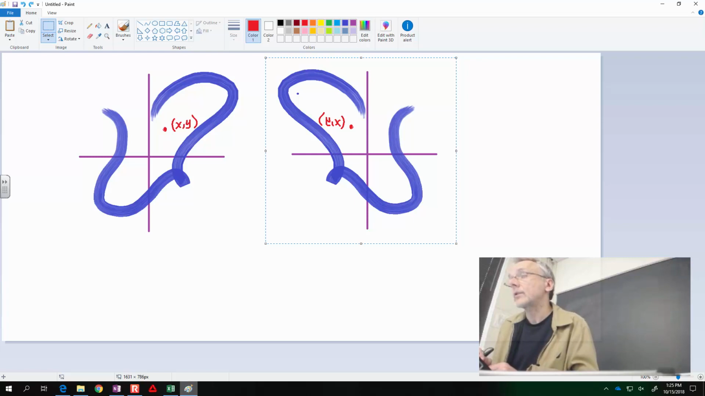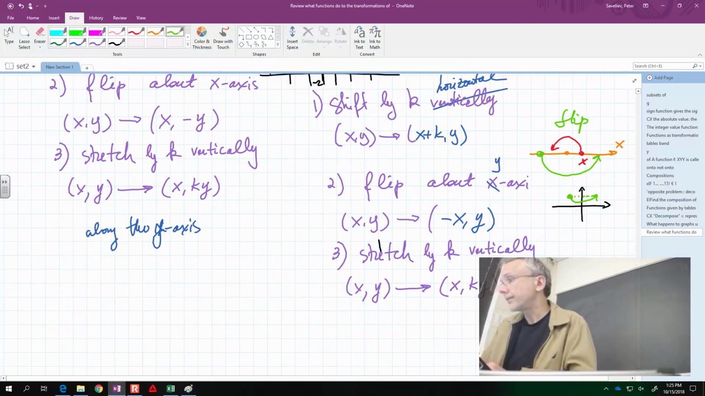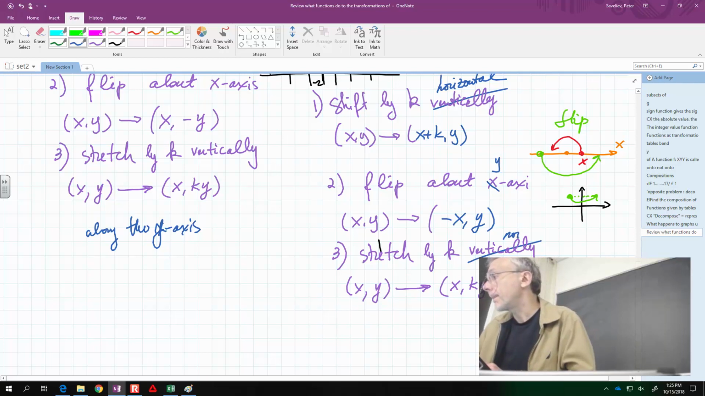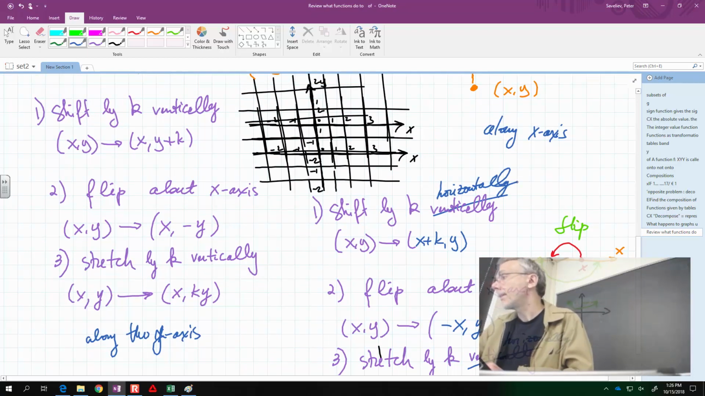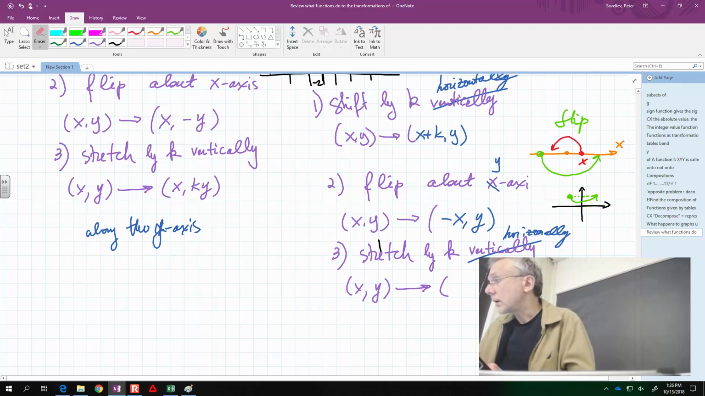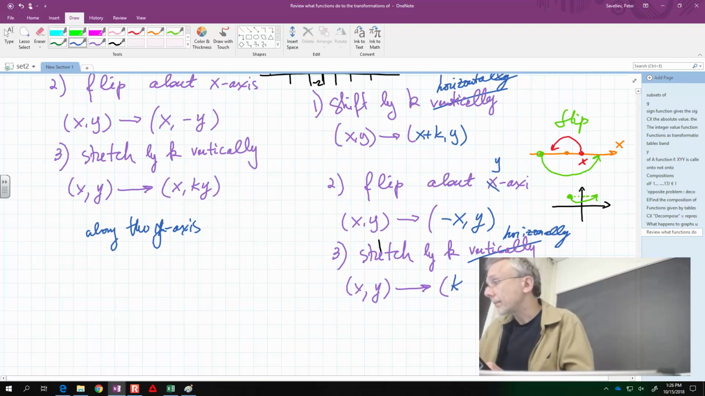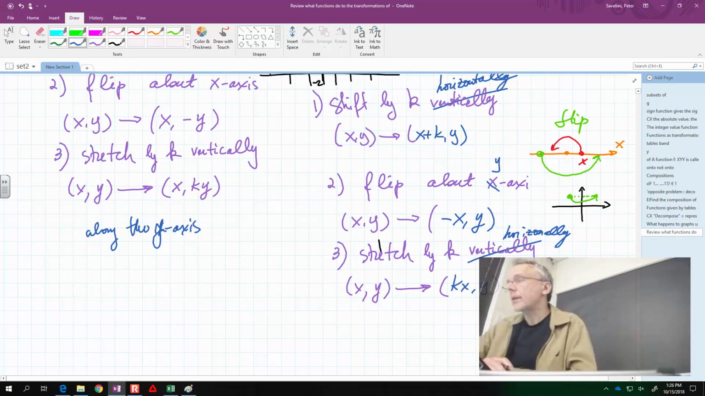Okay, so you can see it here. And finally, the stretch horizontally. So you can guess what the formula is: kx, y. So these are the six transformations of the plane.